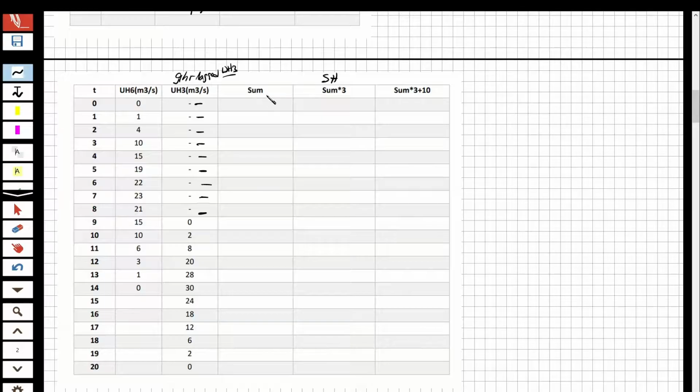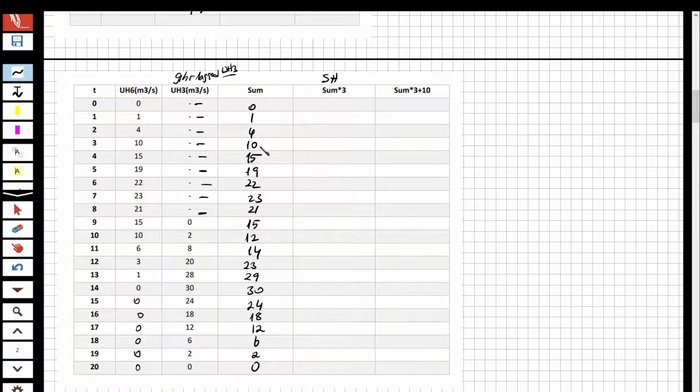So now let's do it. This is going to be 0, 1, 4, 10, 15, 19, 22, 23, and 21, and it's going to be 15, 12, 14, 23, and 29, and this is 30, and this is 24, and this is 18, this is 12, this is 6, this is 2, this is 0. Okay, this is all 0. But I don't need to write it, I guess you understand. Okay, so now we got it.